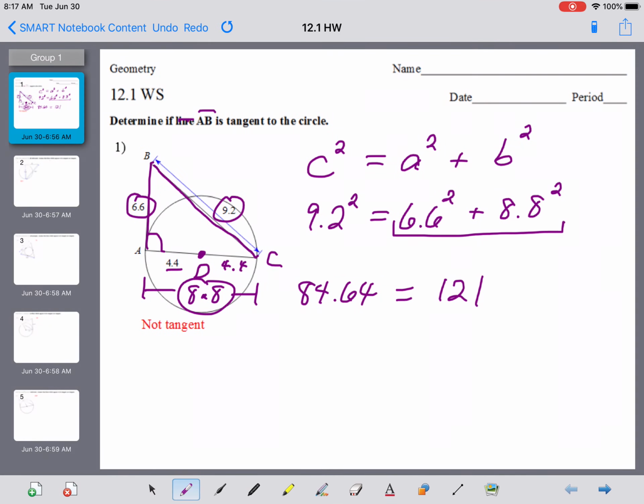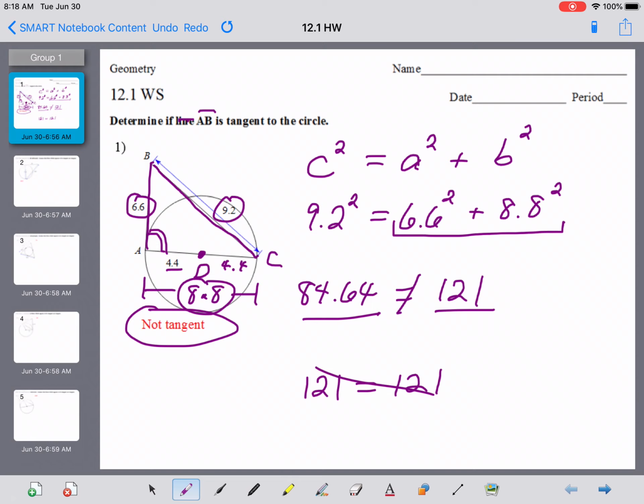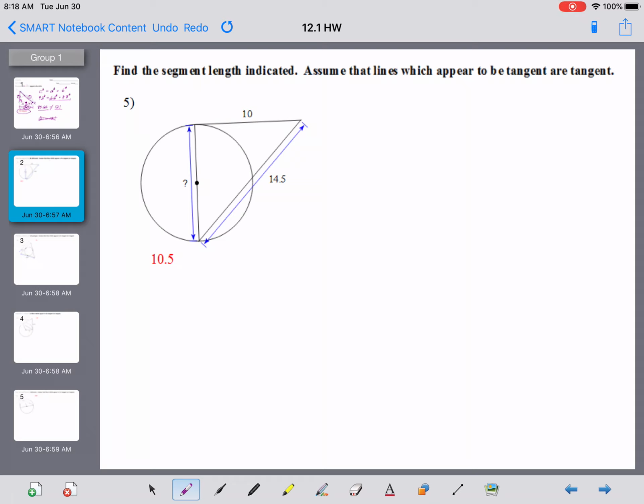So what we can see right away is that c squared here is not equal to a squared plus b squared. That means that angle BAC is not a right angle. Therefore, line segment AB is not tangent to the circle, and that's where this answer came from. Now, if we ended up with a nice statement like 121 equals 121, then we would have a right angle, and therefore the line would be tangent to the circle, but that didn't happen here, so number 1 was not tangent. 2, 3, and 4 work in a similar manner.